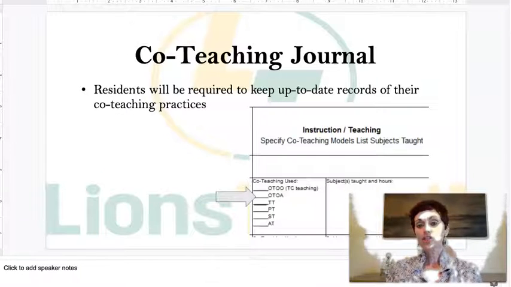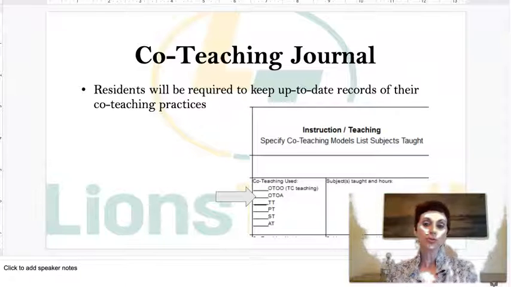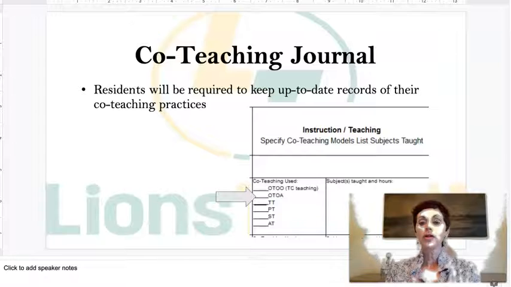And again, just to follow up on the co-teaching journal and the importance of keeping good records, there in that second line, that is one teach, one assist. So anytime that you would use this model, it would be indicated there.